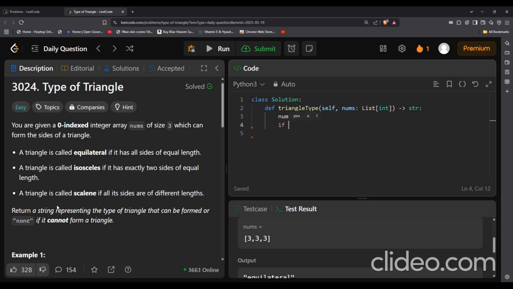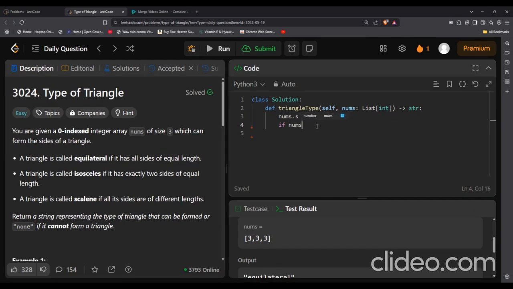Now, if nums of 0 plus nums of 1 is less than or equal to nums of 2, you need not have any traversing here. Why? Because a triangle has only 3 sides, so you need not traverse through the array. You can just go through the indexes 0, 1, 2 in nums. If this is the case, you return none, right?